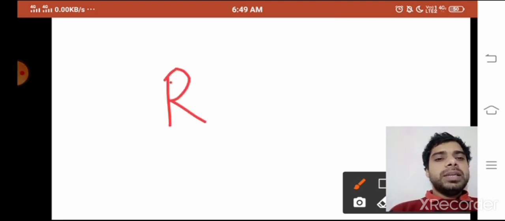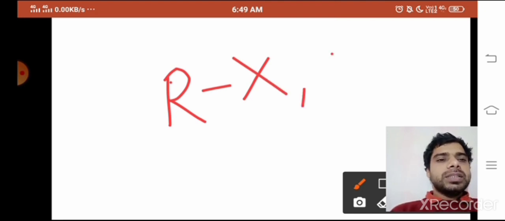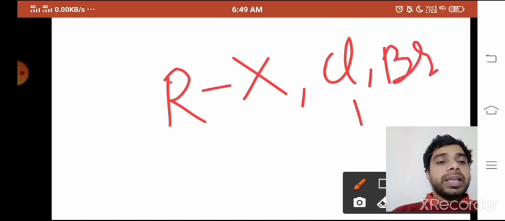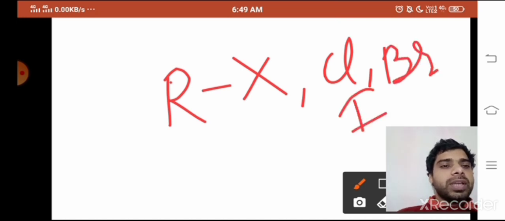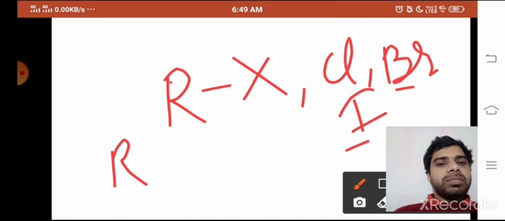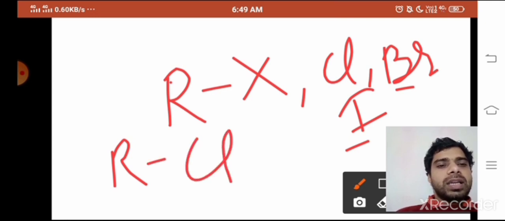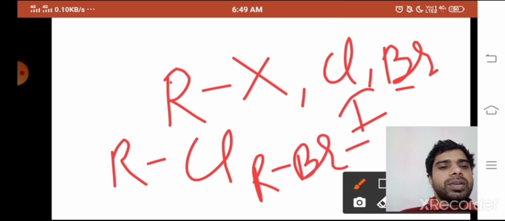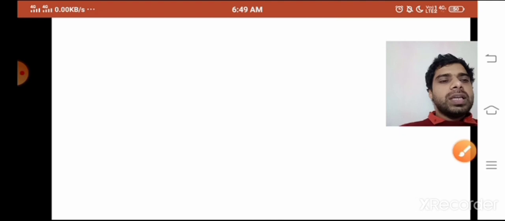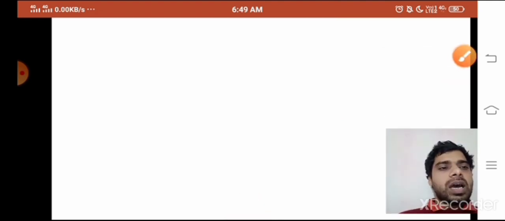So alkyl halide means RX. In place of X I can take chlorine, bromine, or iodine. If I take chlorine, bromine, or iodine, the structure would become RCl, RBr, and so on.